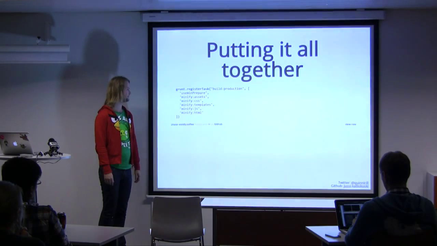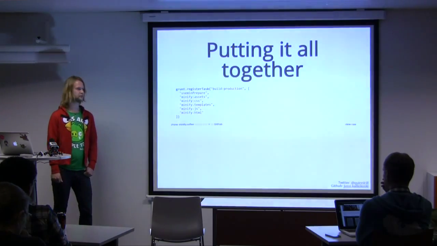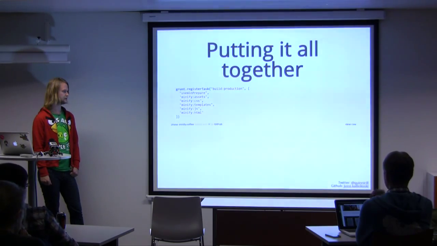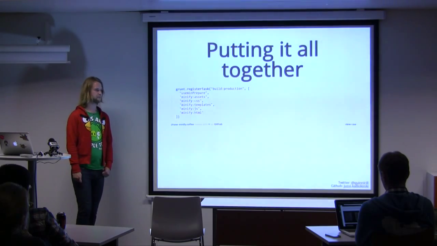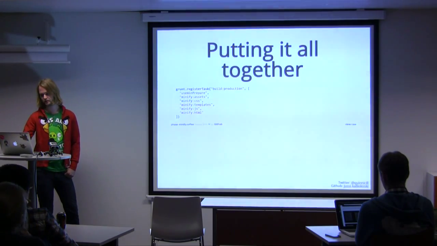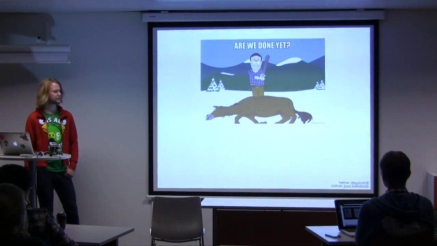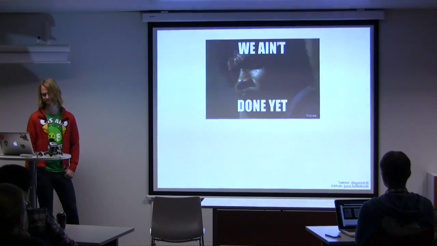So putting it all together, we would have a production build phase like this. Minify assets, minify CSS, blah, blah, blah. And then there's this funny task called usemin prepare, which is also a part of usemin. What it does is it goes through your grunt config and analyzes it to make sure that it can link to the right files and everything. Are we done yet? Sorry.